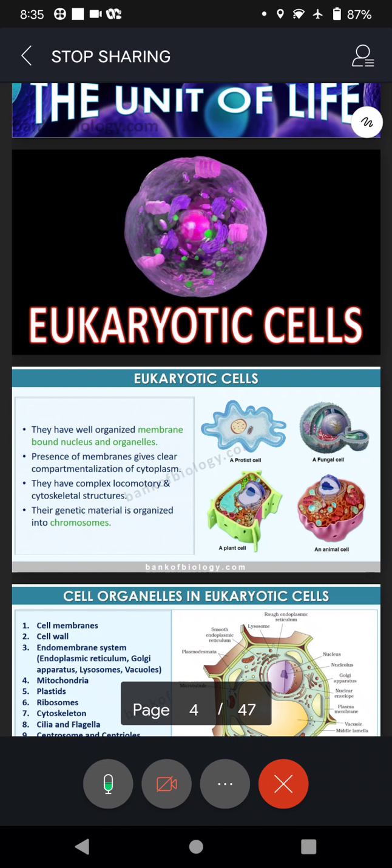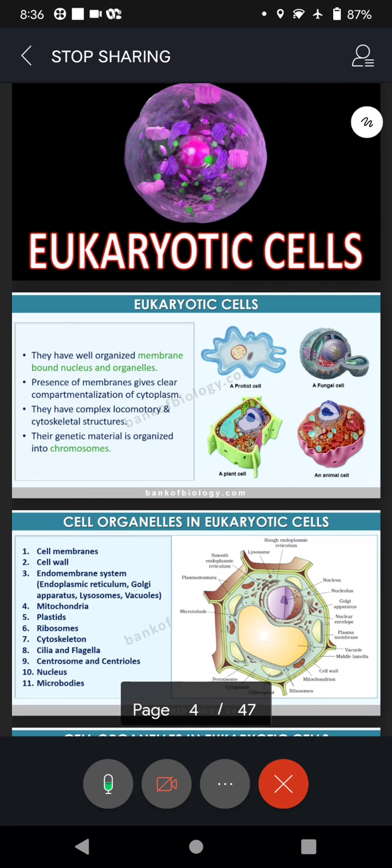That's how the name also, eu means very clear, well defined, prominent. Karyon in Latin is equal to nucleus in English. So eukaryotic cells are those cells in which there is a well defined, prominent nucleus with a nuclear membrane. Okay, so they have a well organized membrane bound nucleus as well as cell organelles.